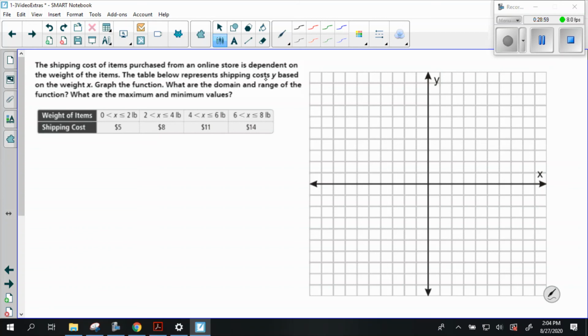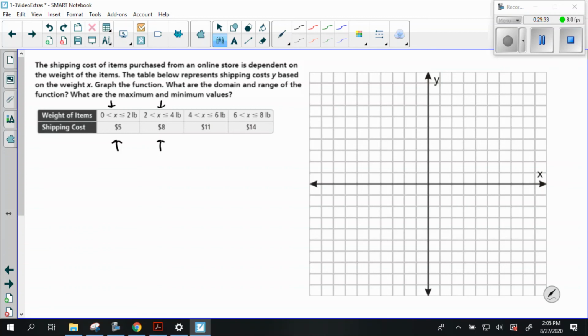So let's look at this, right? If these are my x's, then these must be my y's. This is x, that's y. So that means that when x is 0 all the way to 2, y is 5. But we're not including 0 in this case. So let's go x equals 1, 2, 3, 4, 5, right? Not including 0.